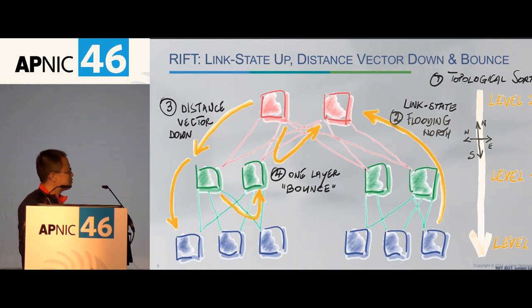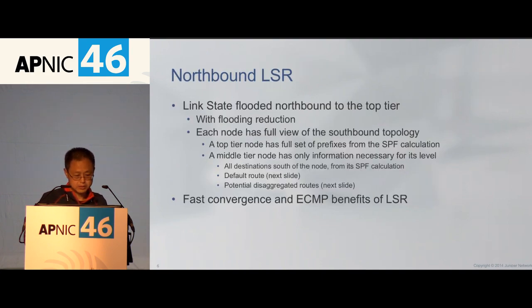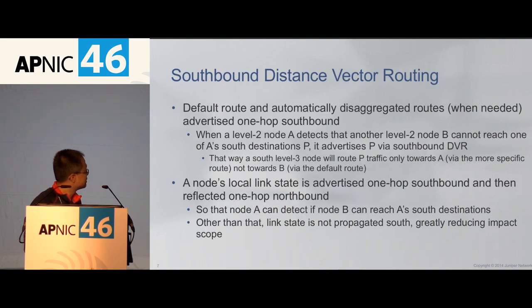Additionally, it will also have the default routes that it learned from its northbound neighbor. That is based on the distance vector routing. This is what I just talked about, so I'm going to skip that. Southbound distance vector, yes, same thing.